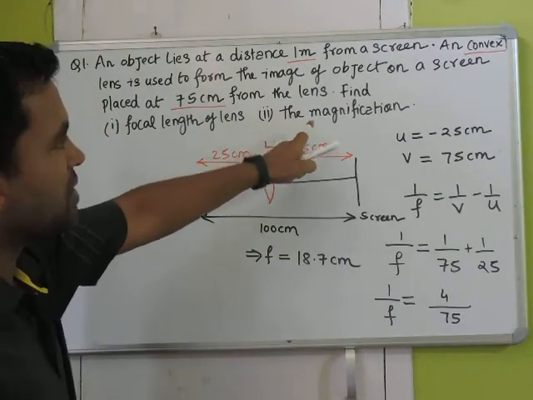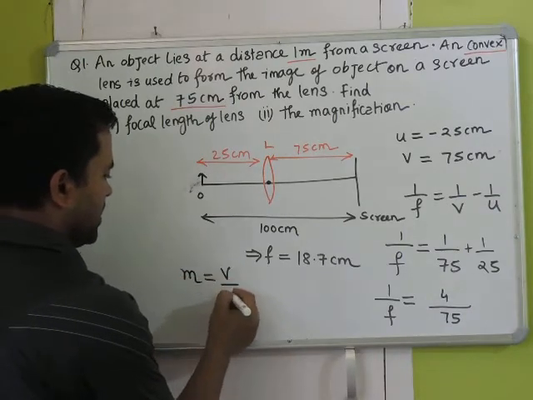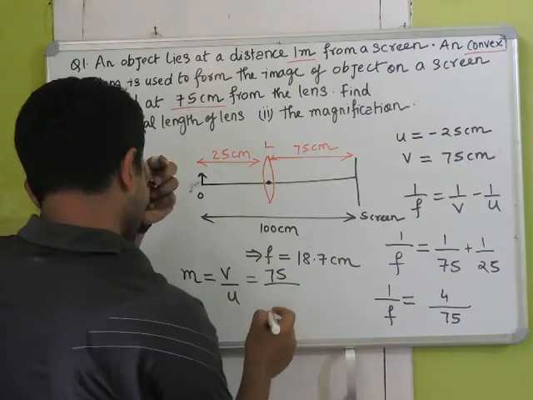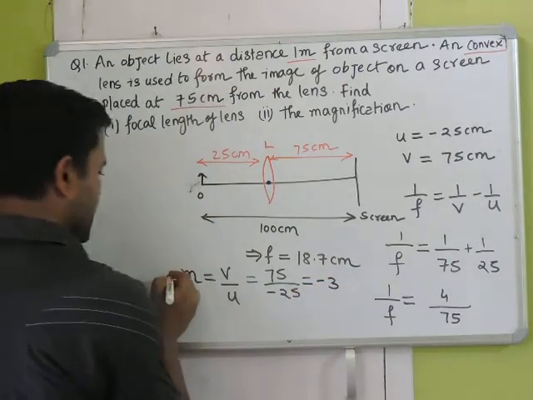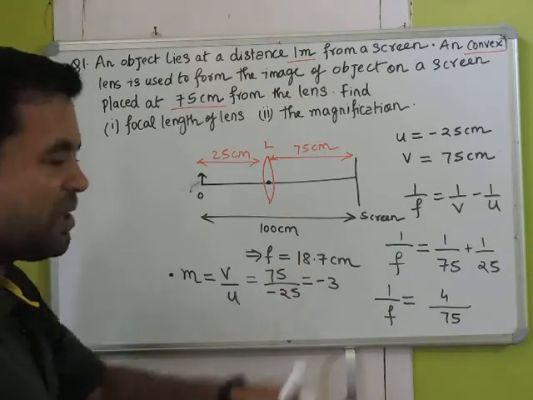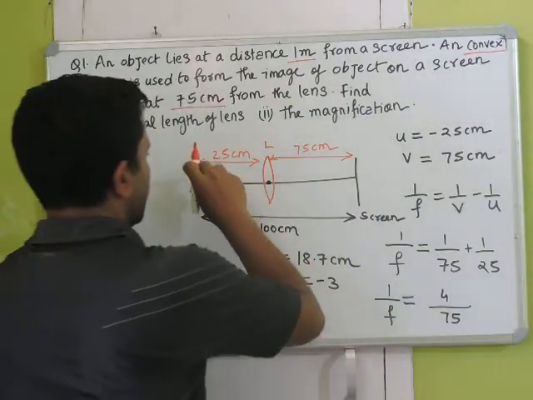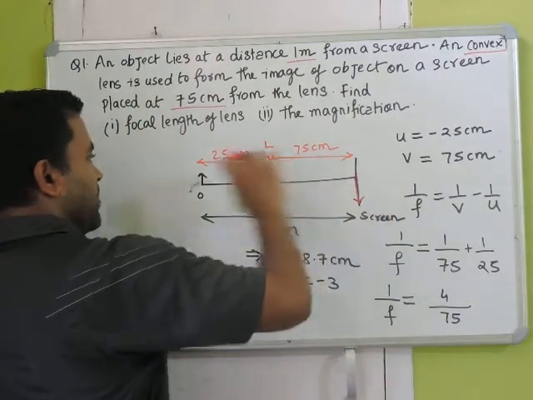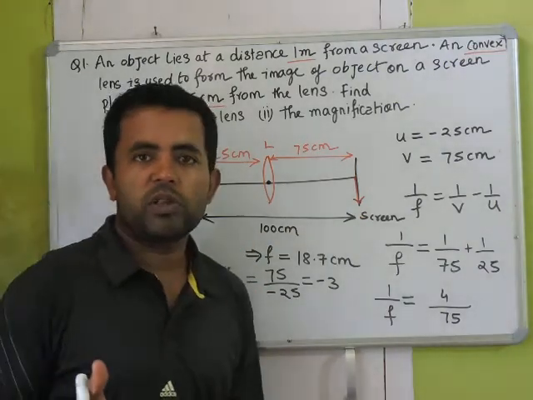Now let us come to the second part, magnification. Magnification is given by V by U. You know V and you know U, so this is 75 and this is minus 25, so magnification will be minus 3. Whenever magnification is negative, it means the image is real. If this is the size of the object, then on the screen the image is 3 times bigger and it is inverted. That's why the magnification is negative. Now we'll move to the next question.